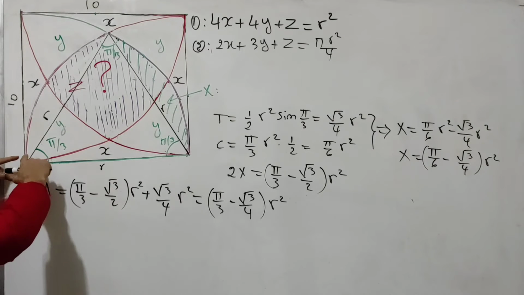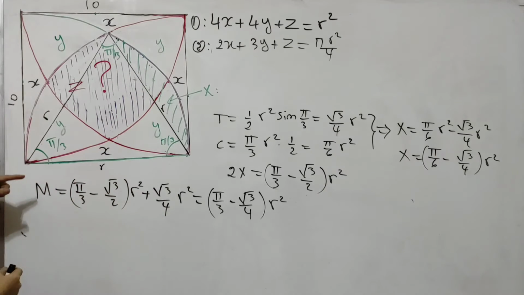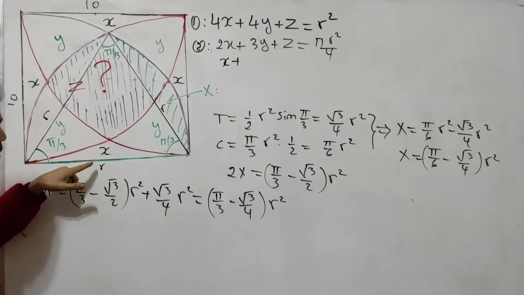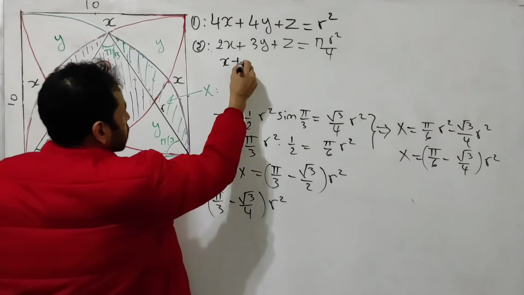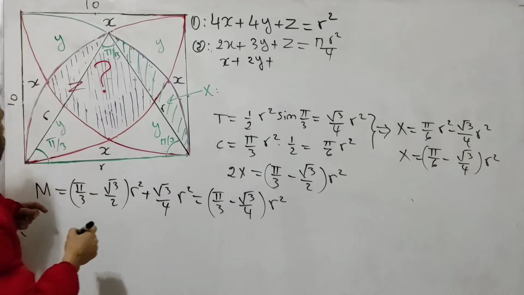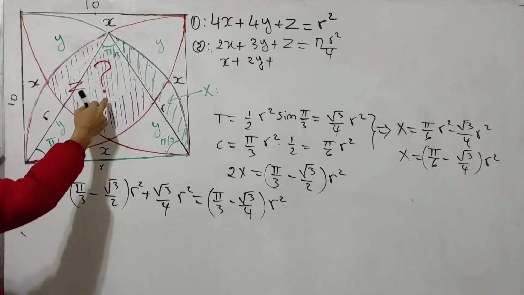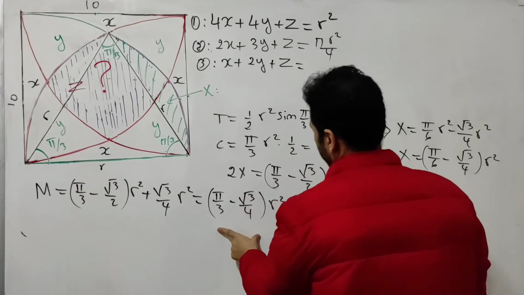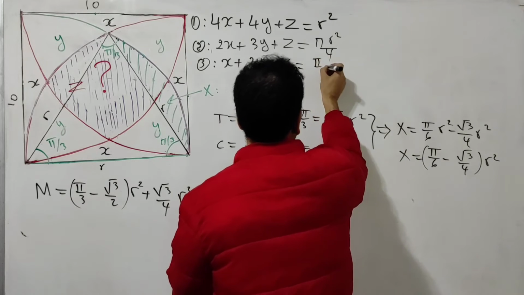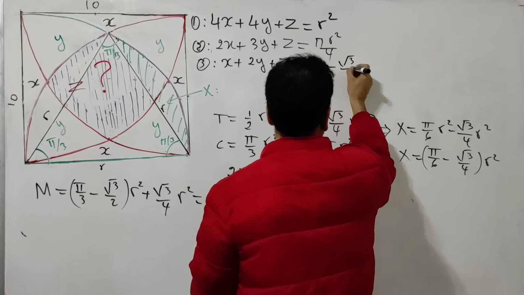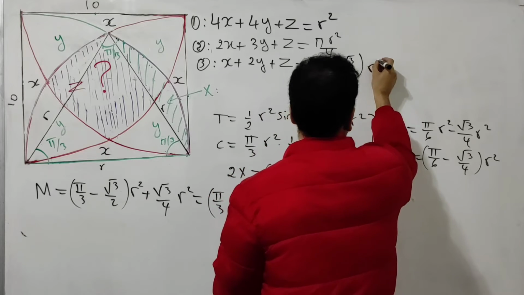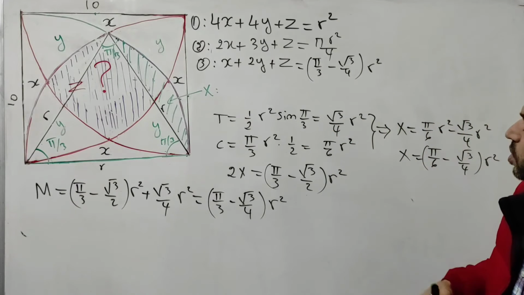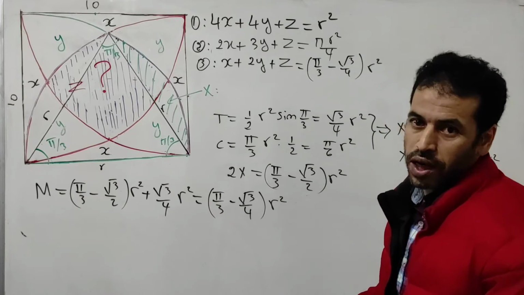So the equation which contains this area, we have only one x plus 2y plus z, equal to this value which I have calculated before, okay, pi over 3 minus square root of 3 over 4 is multiplied by r square, okay. Now I have created 3 different equations. I'm going to combine these 3 equations and find x, y and z, okay.